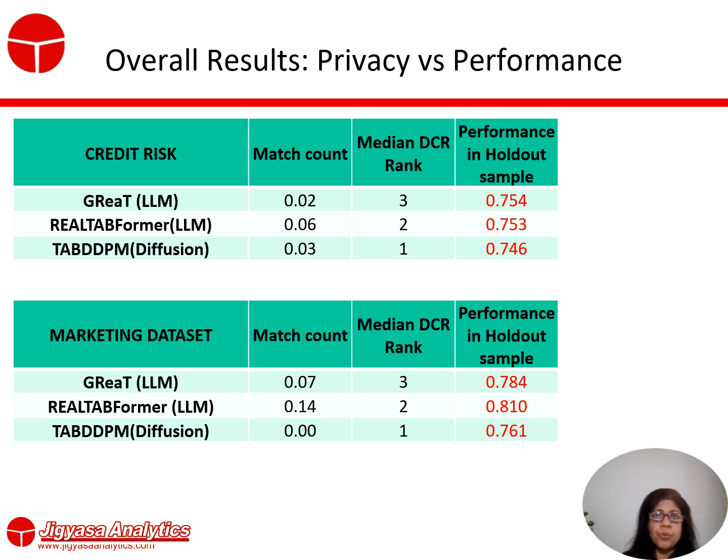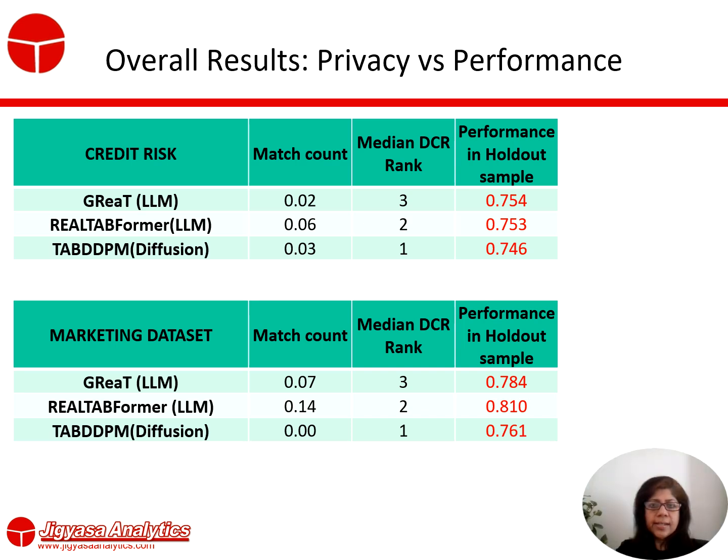So overall, when it comes to privacy measures, TabDDPM, which is the synthetic dataset created using diffusion methods, performs the best. It has the best rank in terms of median DCR and also the lowest match count. However, its AUC in the holdout sample is slightly lower than the other two methods. So we have a trade-off between privacy and utility. Models that perform better in terms of privacy may also perform slightly lower in terms of AUC, whereas models that show high AUCs may have some breach of private information.